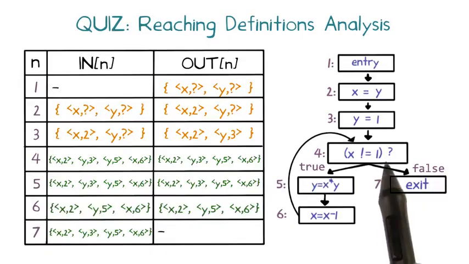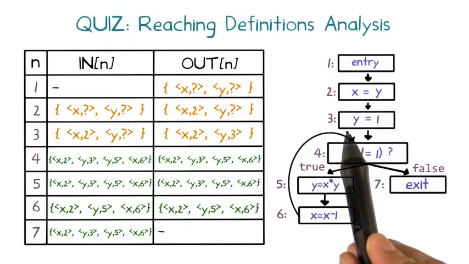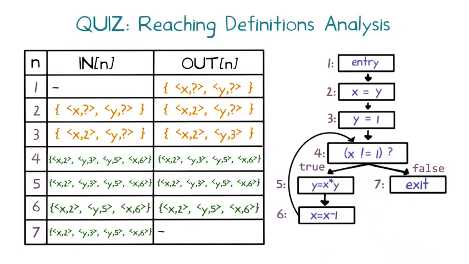Let's review the solution. Consider the condition node labeled 4. Its in set consists of all the facts from the out sets of its immediate predecessors, which are nodes 3 and 6. So the in set contains the definition of x at node 2 and the definition of y at node 3. The condition node neither generates nor overrides any definitions, so we copy these two facts to the out set. Next, we copy the out set of node 4 to the in set of node 5. Now, to compute the out set of node 5, we first copy these two facts from the in set of node 5.